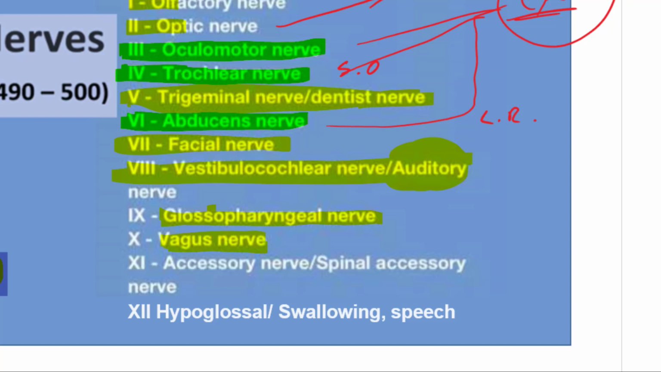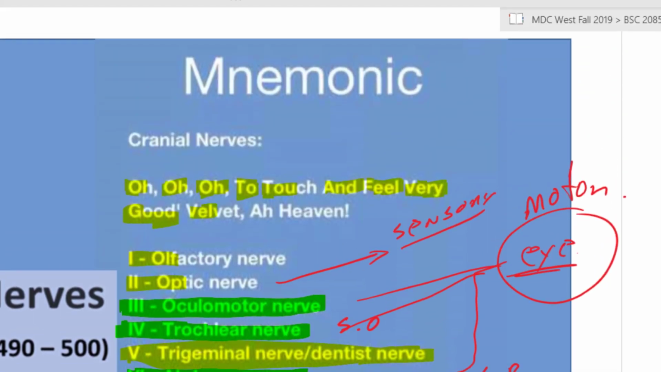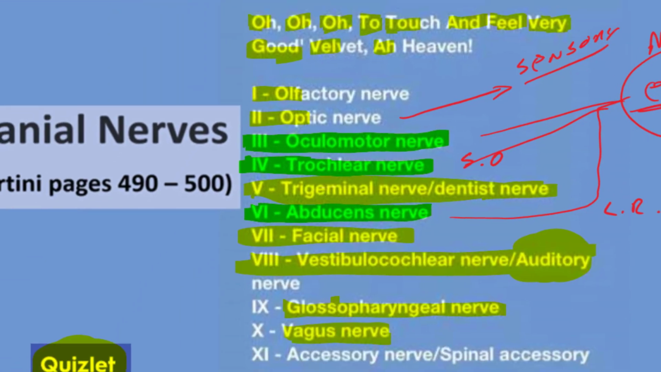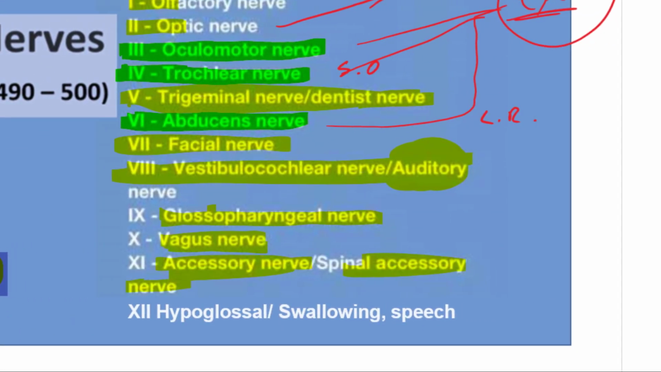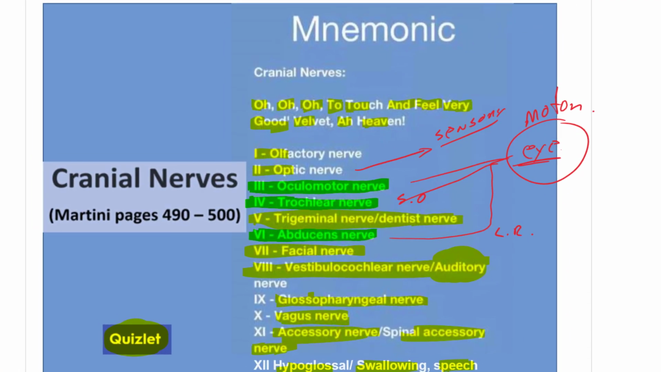And then you have, finally, your accessory nerve or spinal accessory nerve. Okay, this one's going to allow you to do what? Shrug your shoulders, right? Just move your shoulders up. And then the last one is your hypoglossal. And this is actually going to be for swallowing and speech. So those are your cranial nerves. You should know them. Okay.